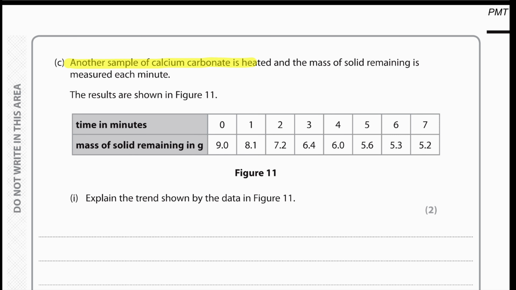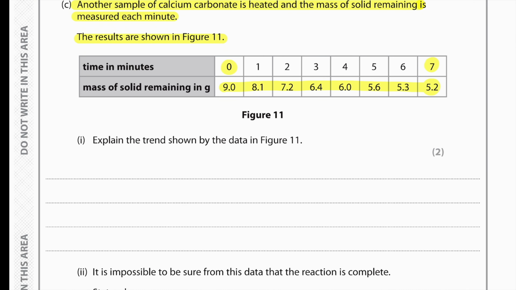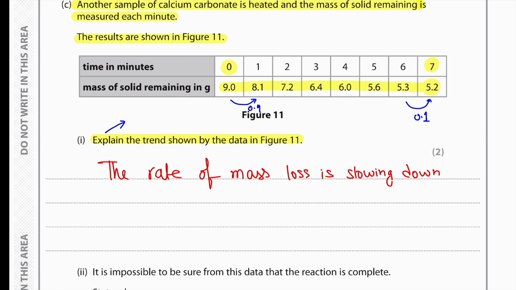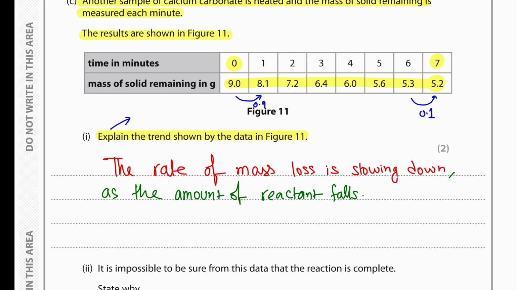Another sample of calcium carbonate is heated and the mass of solid remaining is measured each minute. The results are shown in figure 11. We can see from 0 to 7 minutes, the mass changes from 9 grams to 5.2 grams. Explain the trend shown by the data in figure 11. Since our question is asking for an explanation, we can see initially the mass lost was 0.9 gram in 1 minute, whereas in the last minute, the mass lost was only 0.1 gram. So the rate of mass loss is slowing down as the amount of reactant decreases.